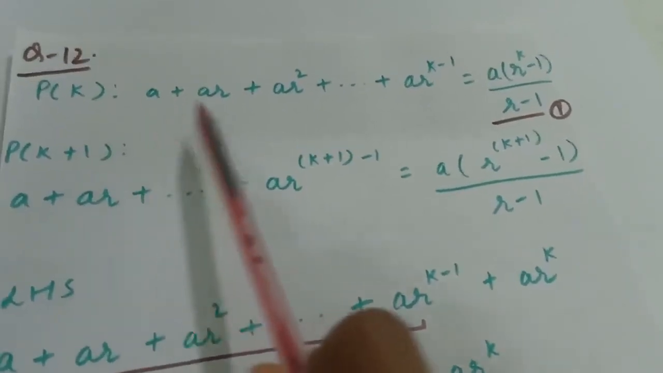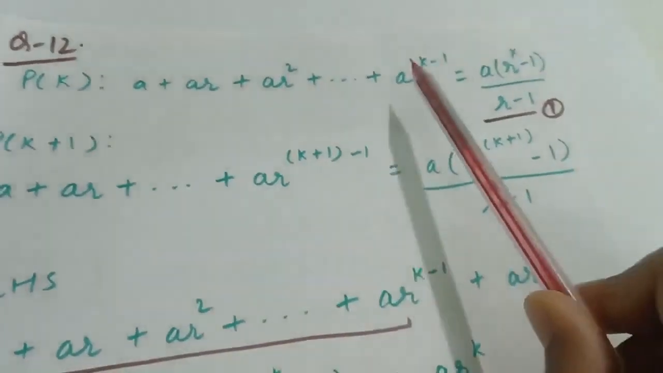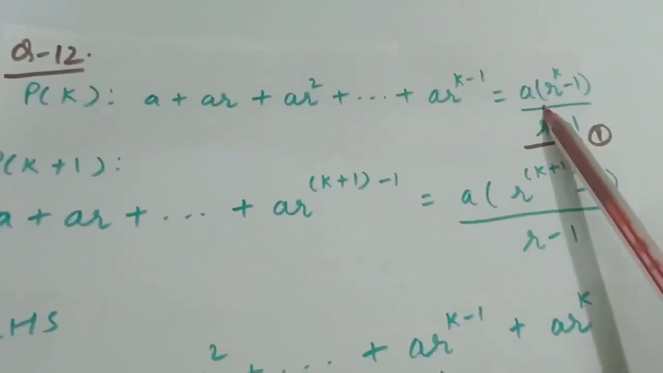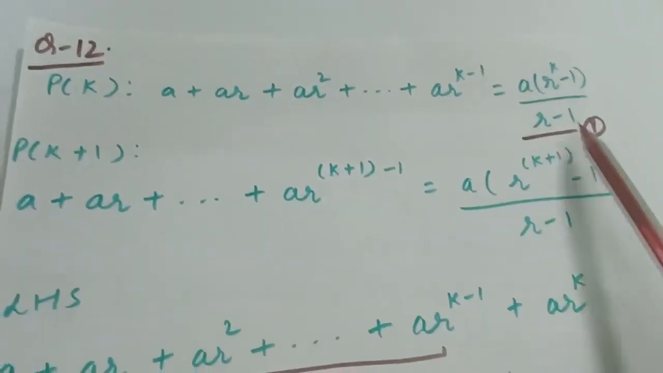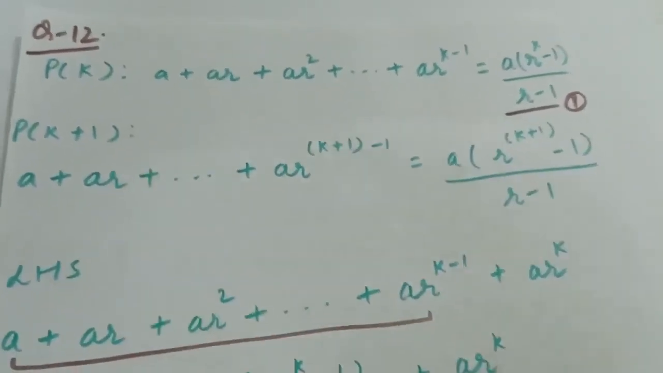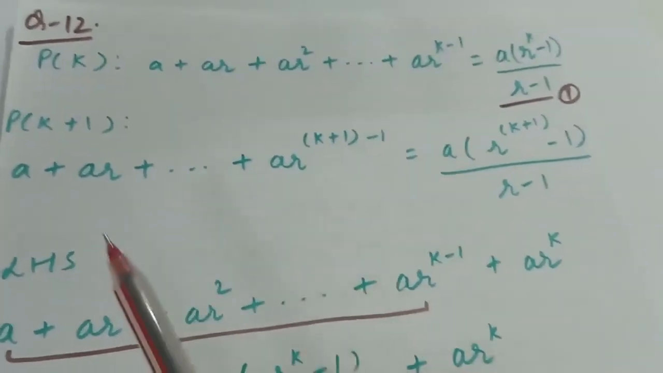Now in question number 12, we have assumed that P(k) is true. So P(k) is a plus ar square and so on up to ar raised to the power k minus 1 is equal to a bracket r raised to the power k minus 1 upon r minus 1, and let this be 1. Now P(k plus 1), which we wanted to prove, you will write all the statements and you will show for n equal to 1 also, which I have left.